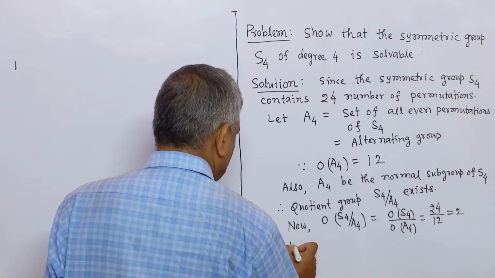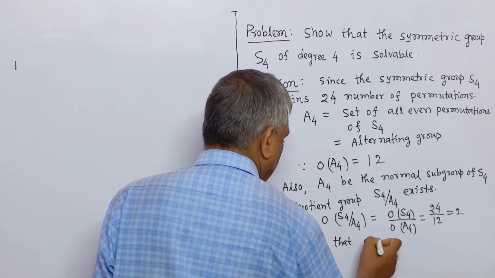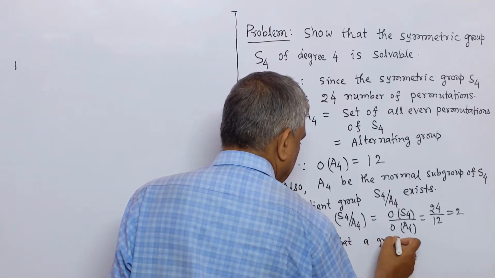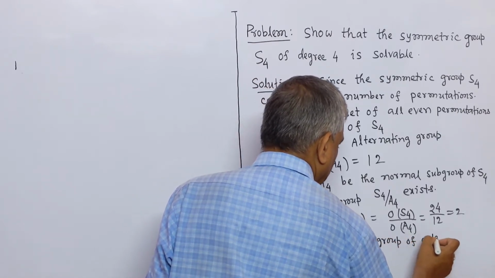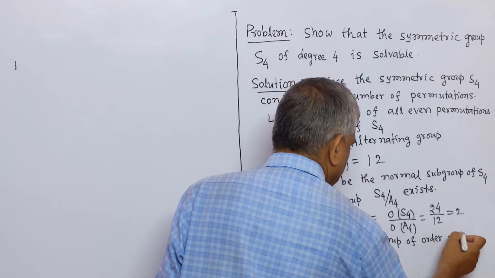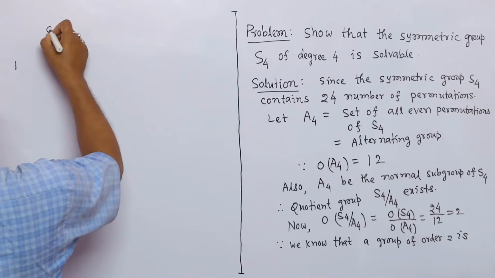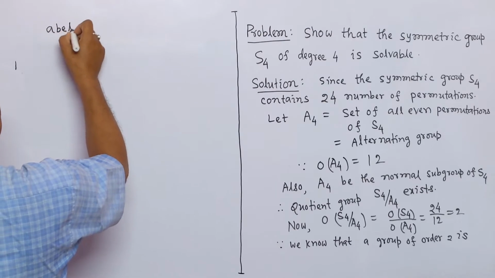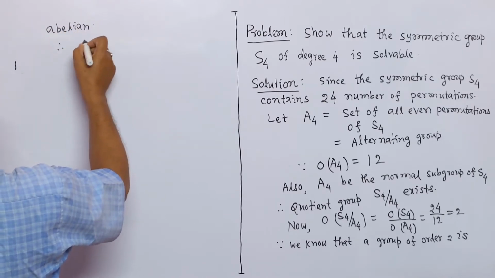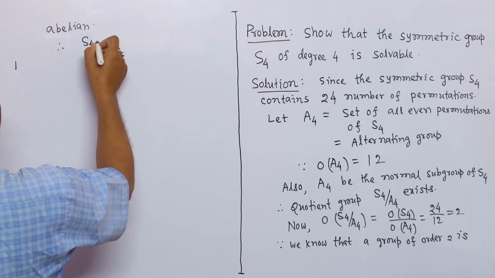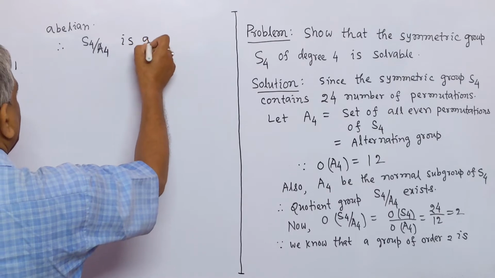Since we know that a group of order 2 is abelian, therefore the quotient group S4 by A4 is abelian.